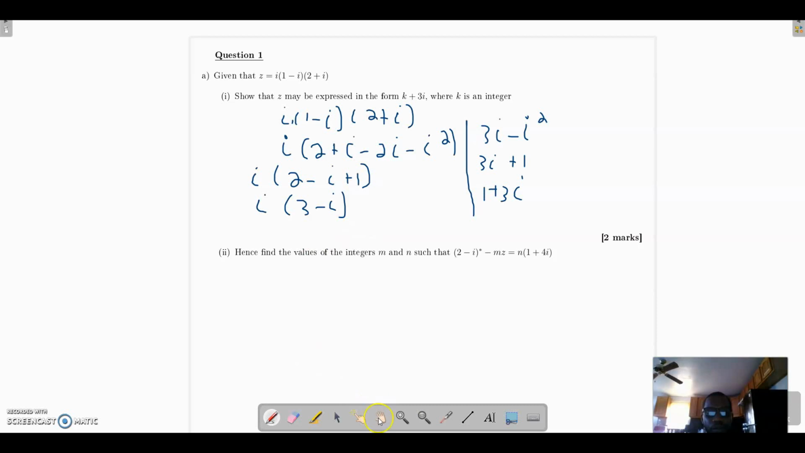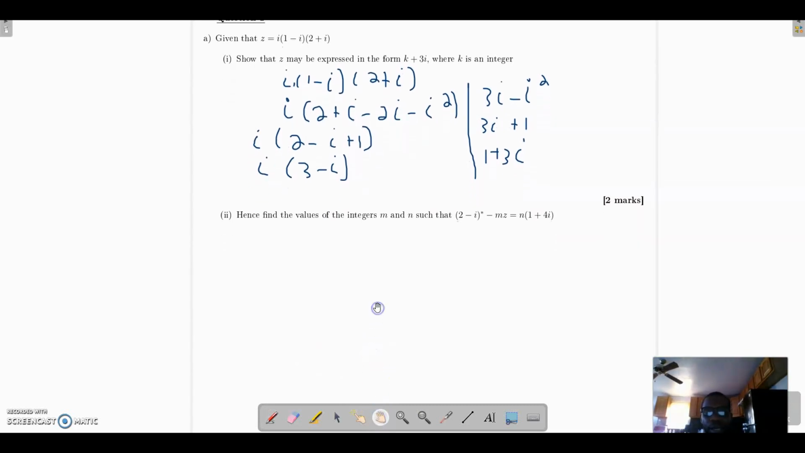Now moving to part 2 of the question, it says, hence find the values of the integers m and n, where (2 - i), and you have the conjugate here. The bar means a conjugate, right? So you have the conjugate of (2 - i), minus m times z, is equal to n(1 + 4i). Now the concept of the equality of complex numbers is that if two complex numbers are equal, the real parts are equal and the imaginary parts are equal.